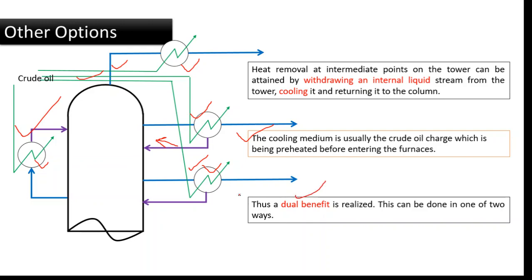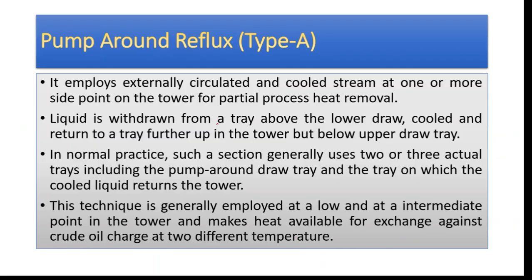One way, our reflux problem is solved, the heat removal problem is solved. The other way, the crude oil is being heated. So that's why the dual benefit is realized in this type of system, and this can be obtained in two ways. The one way is the pump around reflux. Basically it is simply an externally circulated cold stream at one or more side points on the tower for partial process heat removal.